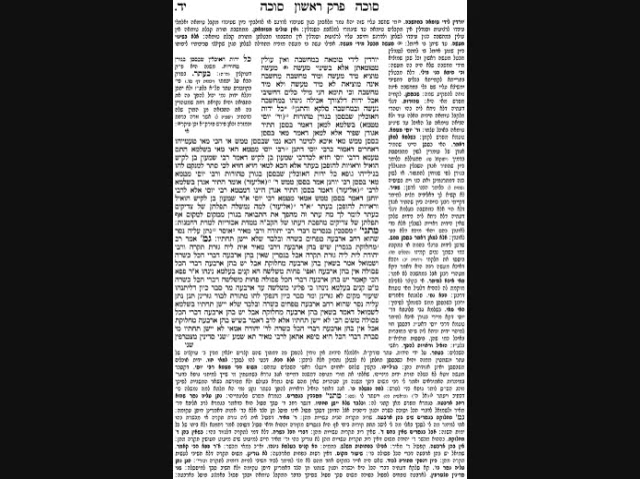According to Rav, however, there is no machlokes at all between 3 and 4 tefachim. There, everybody agrees it's kosher. There is no possibility that there would be a gzeira there.